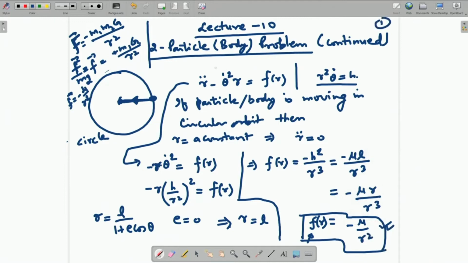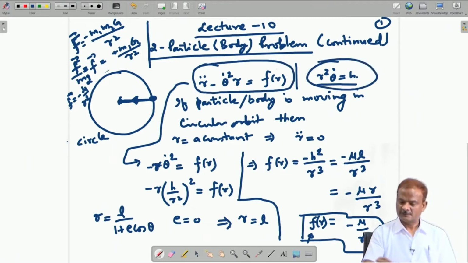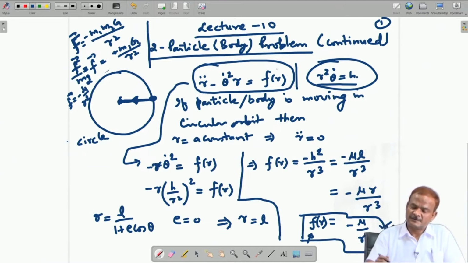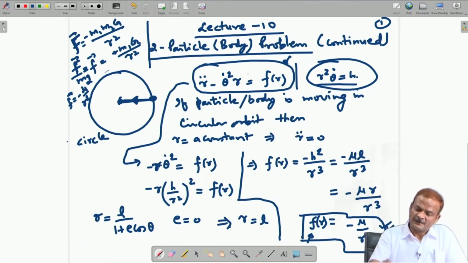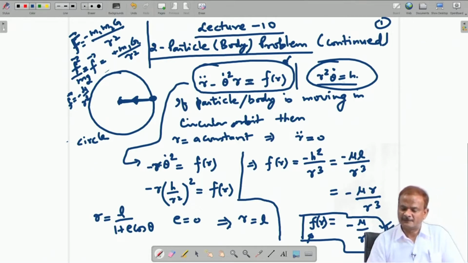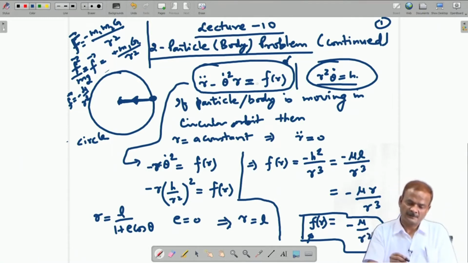Using this rule we can work out any problem. This equation constitutes the basics of the central force motion. This has nothing to do with the gravitational force or any other thing. This is just central force motion, and depending on what kind of function f r is, your orbit will be determined. Your orbit will depend on that.